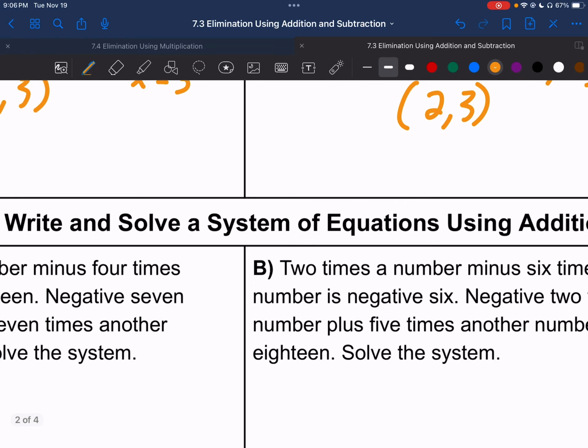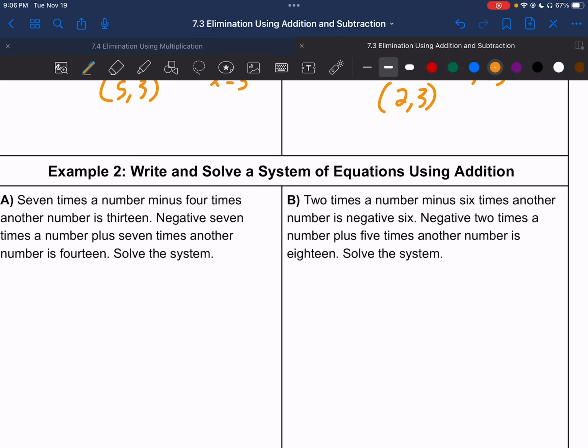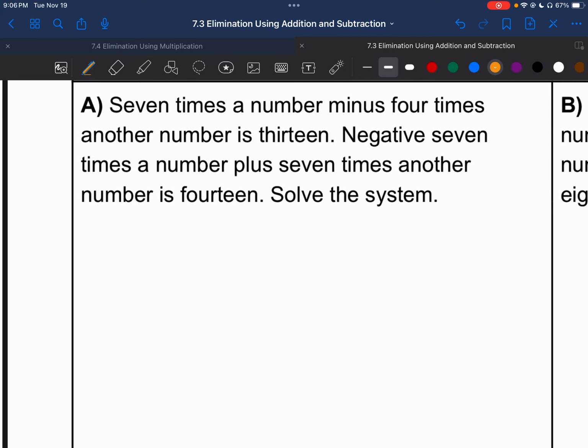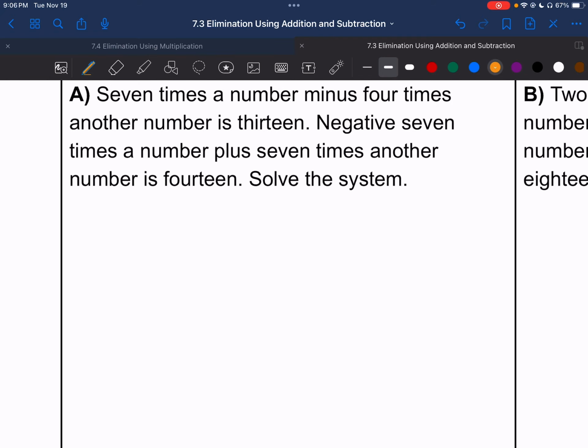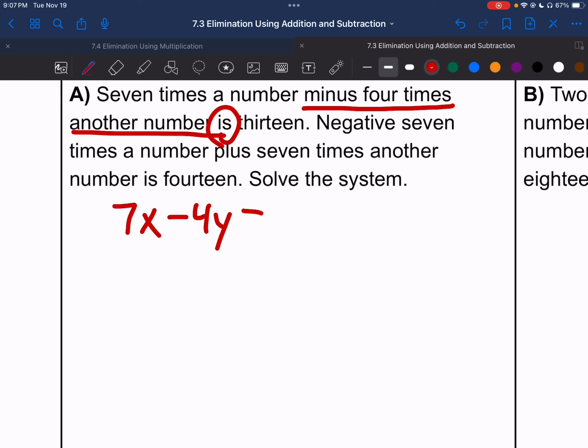All right, so let's take a look at our next example, which is write and solve a system of equations using addition. So letter A, 7 times a number minus 4 times another number is 13. So let's take that sentence and break it down. 7 times a number, 7x, minus 4 times another number, minus 4y, equals 13.